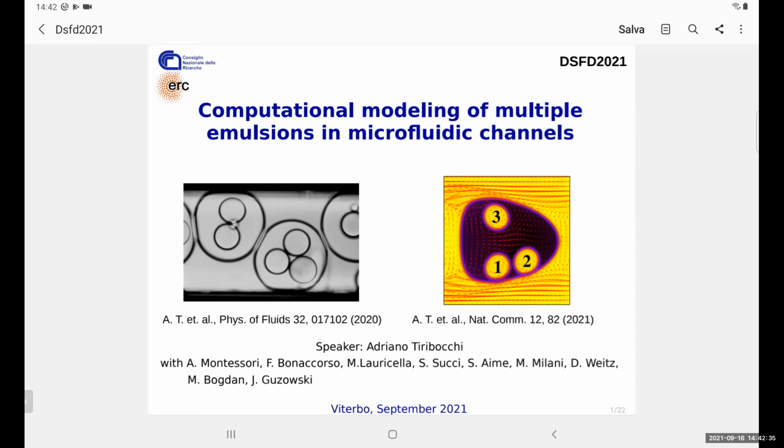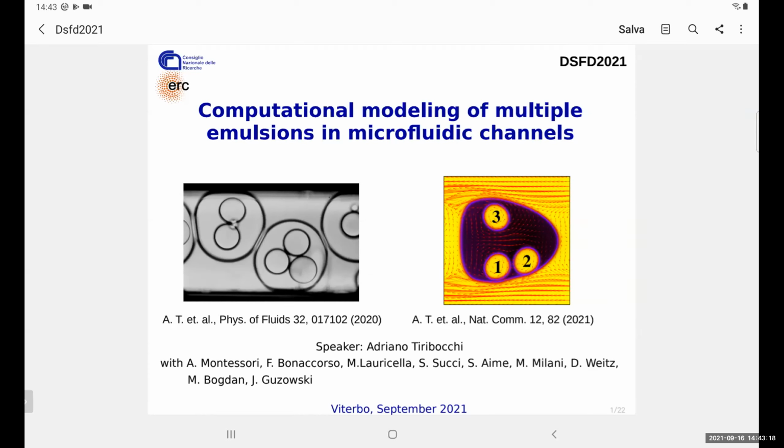The idea behind this is basically building computational models for these objects, multiple emulsions flowing within microfluidic channels, in a setup which is very common in experiments. This work has been done in collaboration with a list of authors reported below, mainly based in Rome: Andrea Montessori, Fabio Bonaccorso, Marco Lauricella, Sauro Succi, then an experimental group at Harvard, Stefano Aime, Matteo Milani, and David Weitz, and then more recently, an experimental group in Poland, Michał Bogdan and Jan Guzowski, joined us in some of the results, which, if I have time, I'll show a little bit later on.